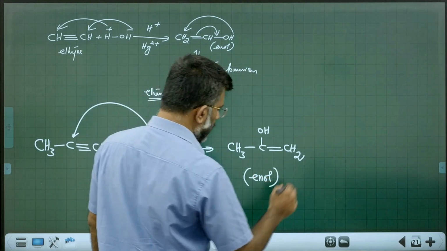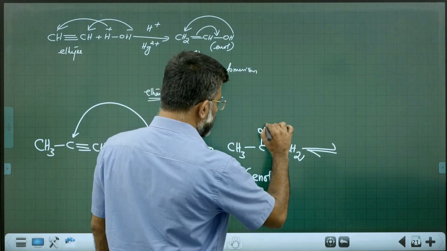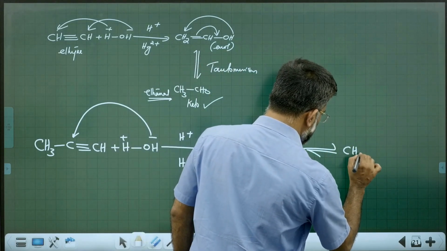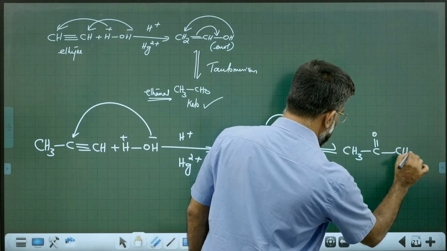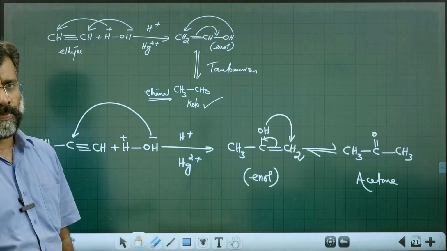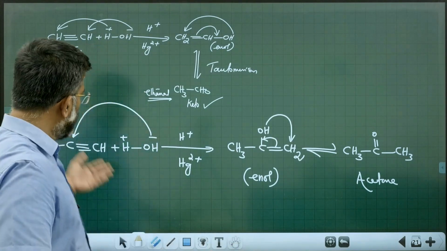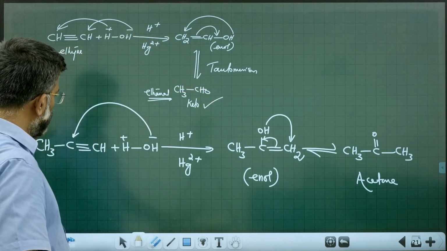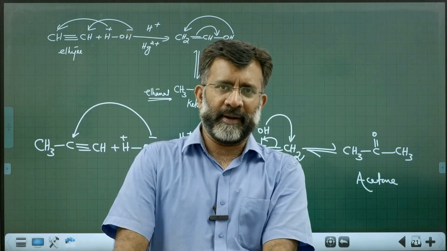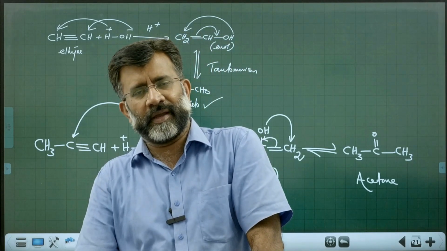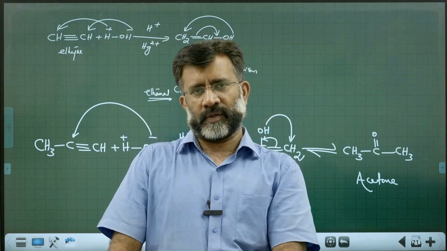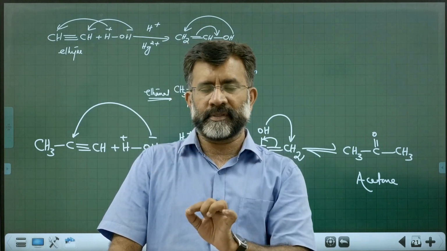Now it undergoes a tautomeric change. This hydrogen migrating to this carbon, and this double bond migrating to carbon oxygen, you are getting CH3COCH3. That is acetone, propanone. You get propanone, ketone. Again, keto enol isomerism. So ethyne gives ethanal, propyne gives propanone, butyne gives butanone, pentyne pentanone, hexyne hexanone, cyclohexyne cyclohexanone. Any higher alkyne gives ketones, while the first alkyne gives aldehyde.